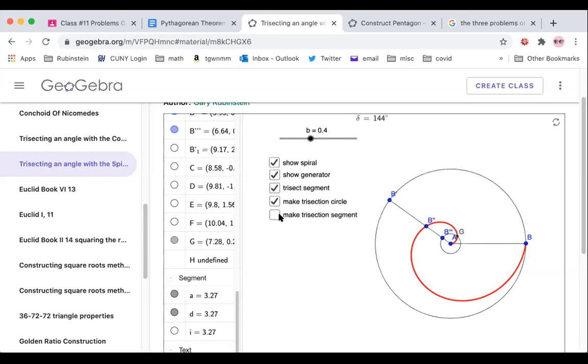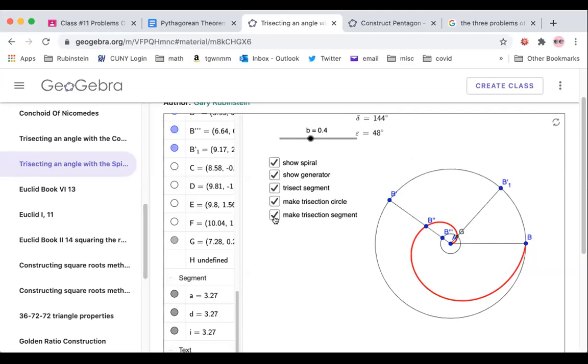And the final step is to join A and G. And you can see up here, angle BAG is 48, which is exactly 1/3 of 144.